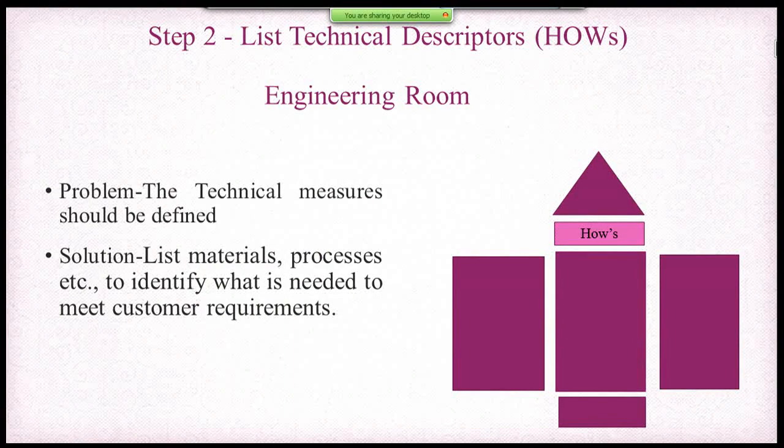The second room in the house of quality is called the engineering room. Here the developers build their own technical specifications based on the customer requirements.